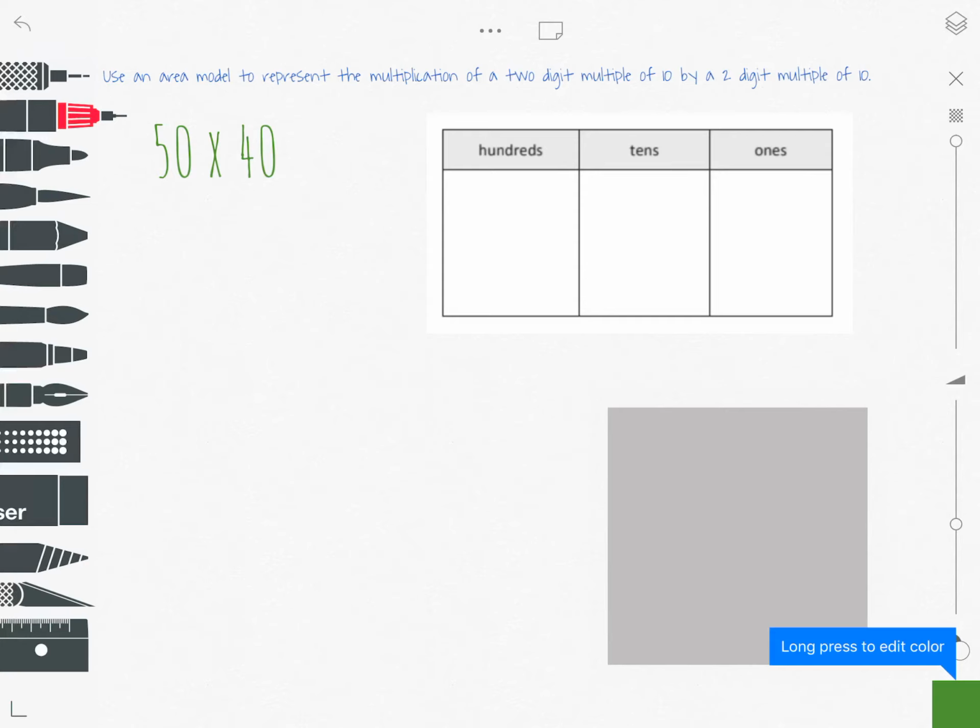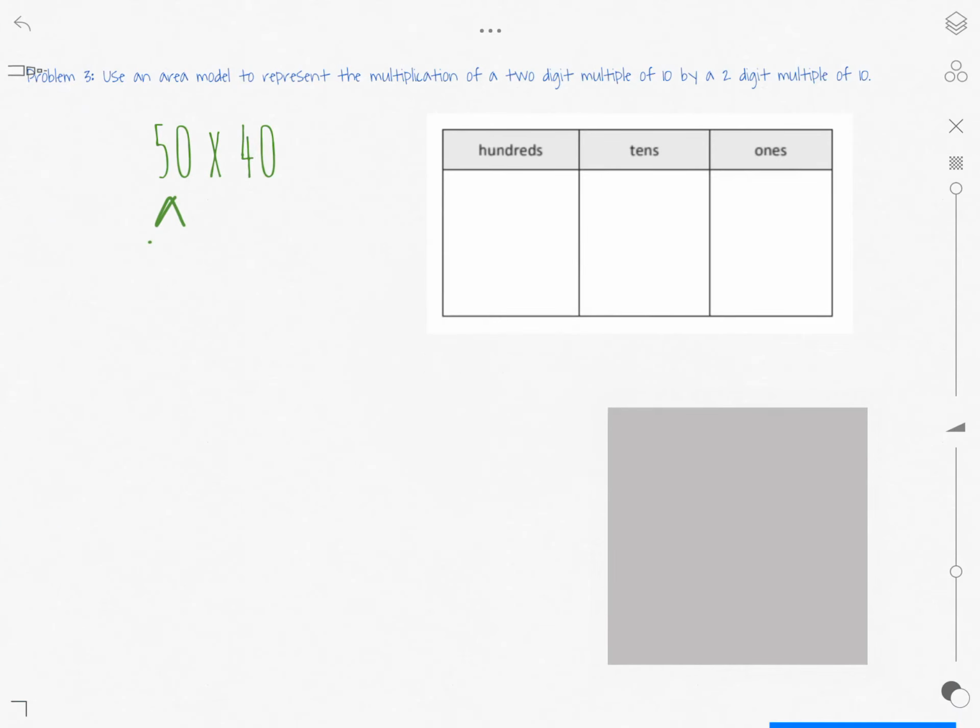All right, we're going to start with our place value chart. So I want to think about how am I going to split 50 and 40 up. Again, you can split either number. It doesn't matter. We proved that. I think I'm going to do 50. So I know that that is going to be 5 times 10. And I'm going to keep my 40. I don't need to change that one. So 5 times 10 times 40.